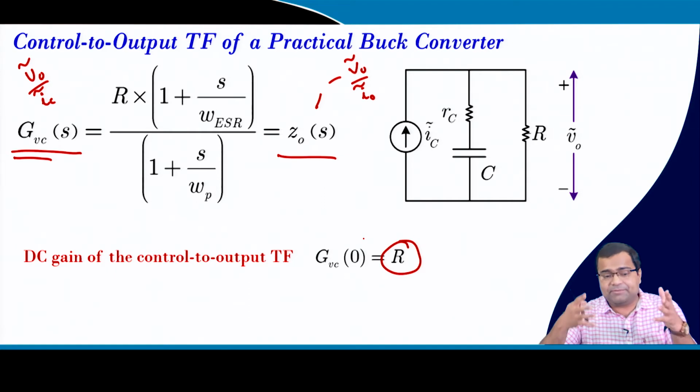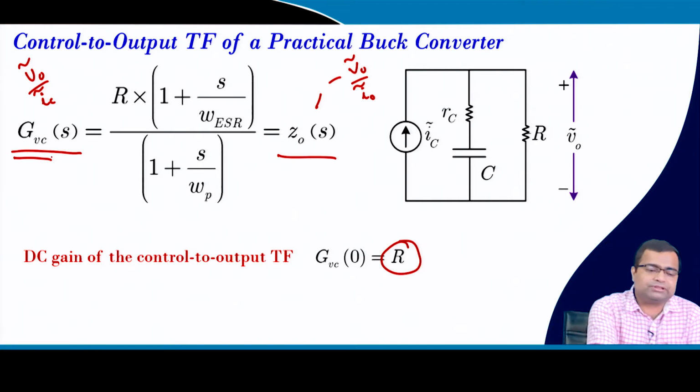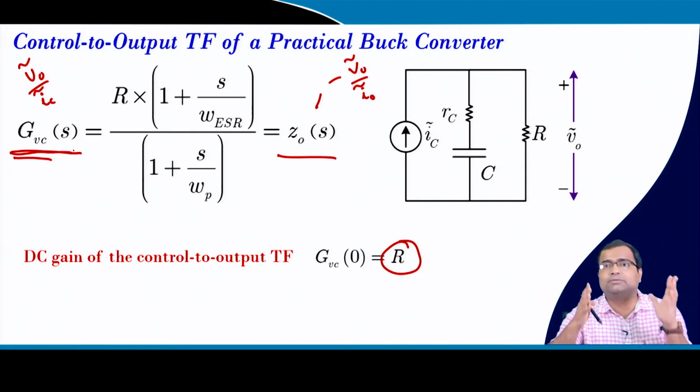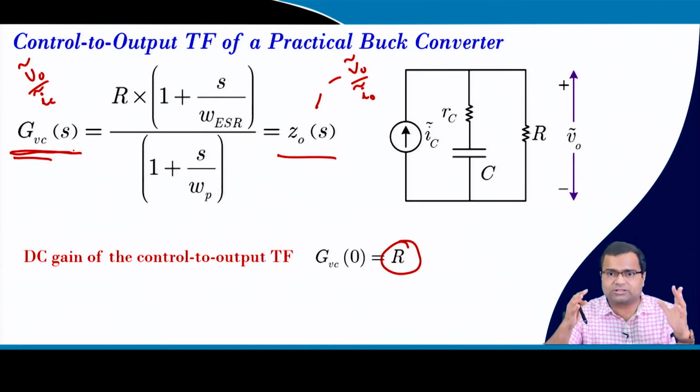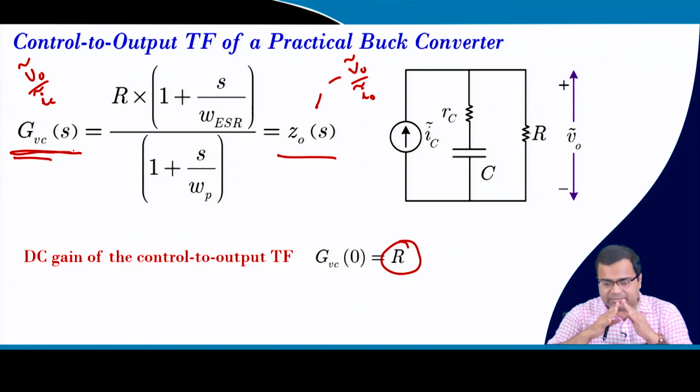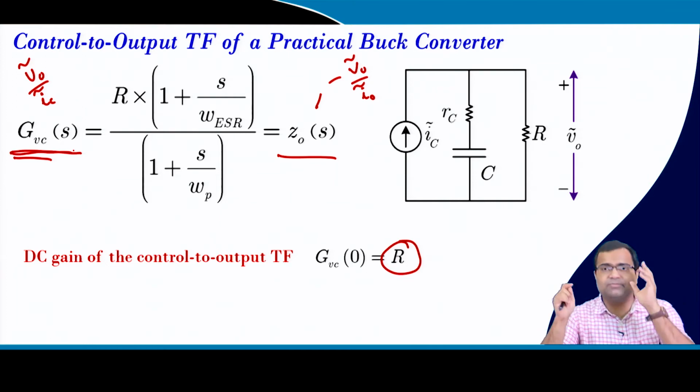That means, even if you want to design a closed loop control, this control to output transfer function is a part of the loop transfer function, and the loop transfer function DC gain becomes load resistance dependent. And if there is any change in load resistance, which is about to happen, then you have a severe problem with the DC gain. Okay.